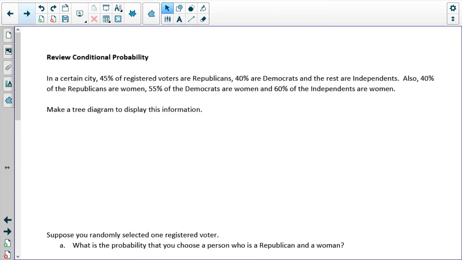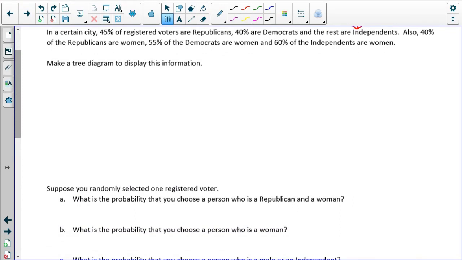Now let's review conditional probability. In a certain city, 45% of registered voters are Republicans, 40% are Democrats, and the rest are independents. So that would mean 0.15. Also, 40% of Republicans are women, 55% of the Democrats are women, and 60% of independents are women. So let's take a look.